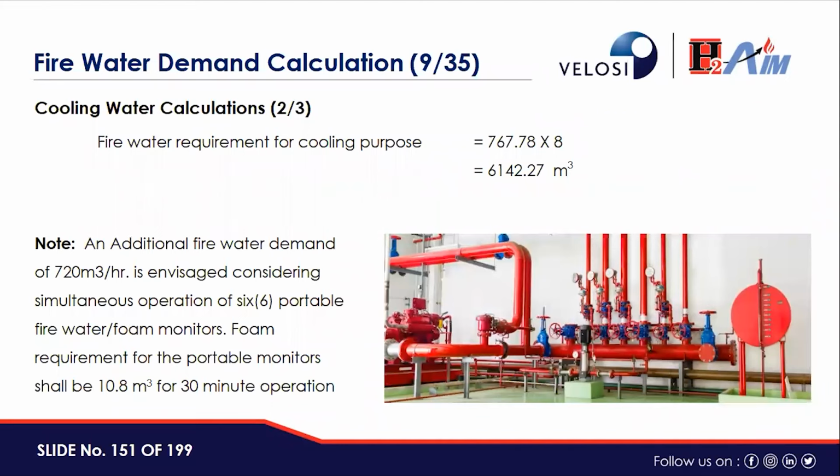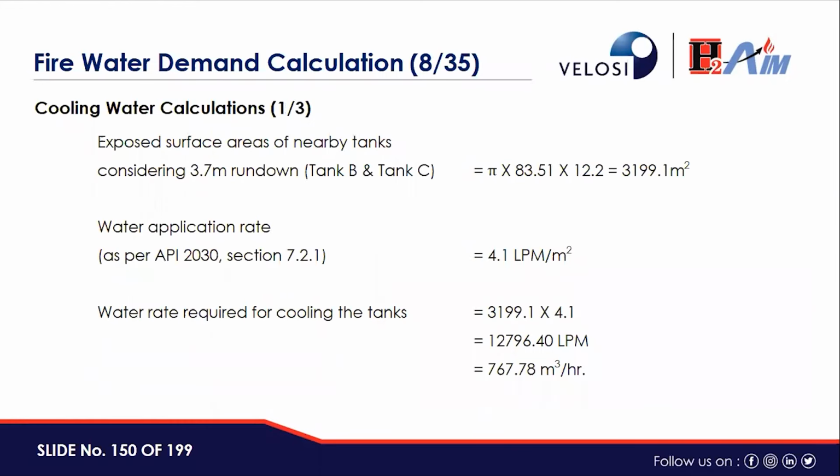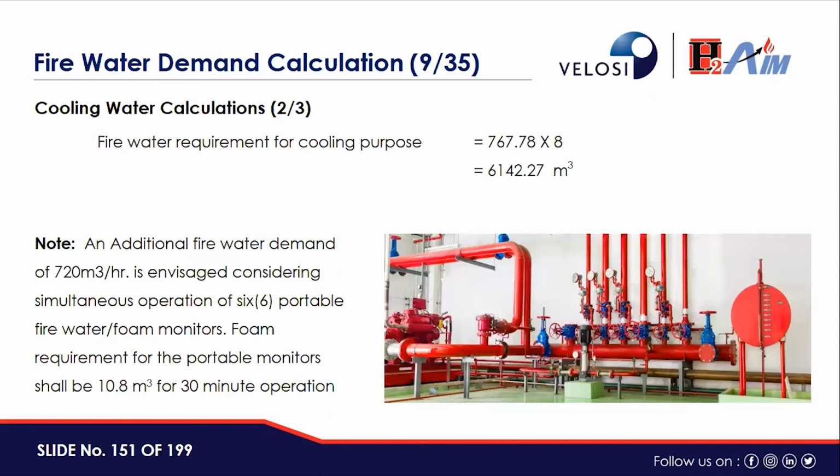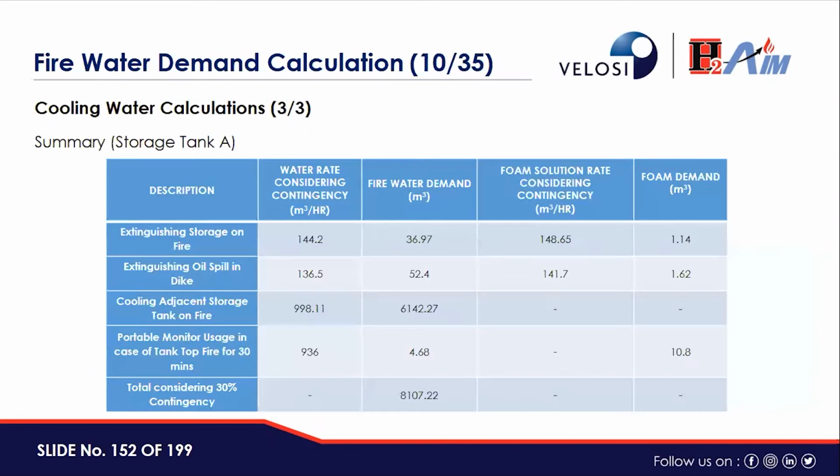So for water requirements for cooling purposes for 8 hours, it will be the water rate required for cooling tanks multiplied by 8 hours. We will come up with the fire water requirement, which is 6142.27 cubic meter. An additional fire water demand of 720 cubic meter per hour is envisaged considering simultaneous operation of 6 portable fire water foam monitors. The requirement for portable monitors shall be 10.8 cubic meter for 30 minutes operation.